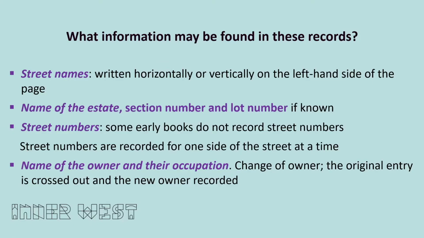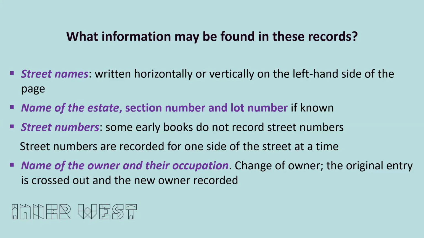What information may be found in these records? Street names. They were written horizontally or vertically on the left-hand side of the page. Name of the estate, section number, and lot number, if known. Street numbers. Some early books do not record street numbers. Street numbers are recorded for one side of the street at a time.